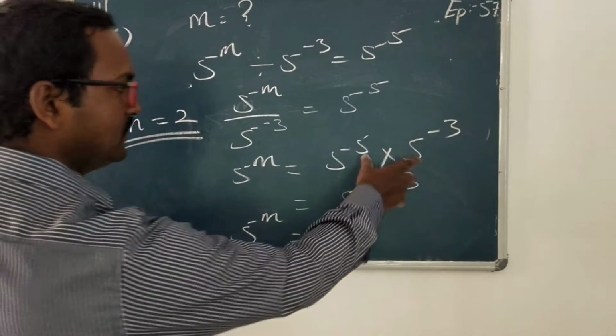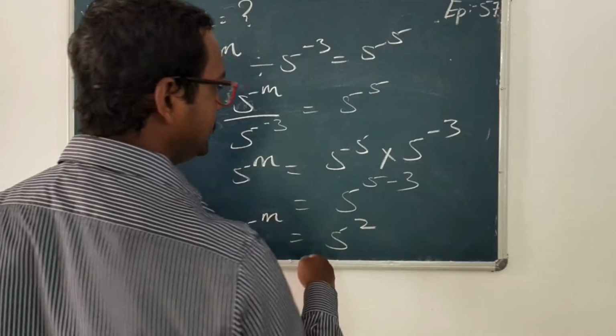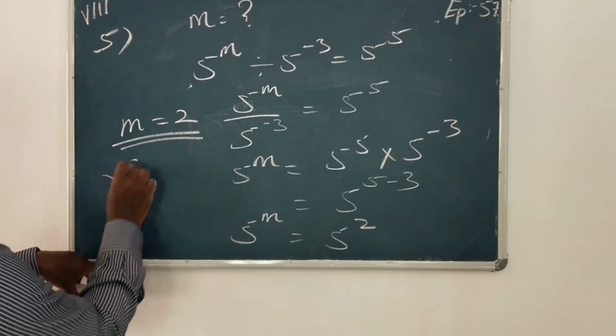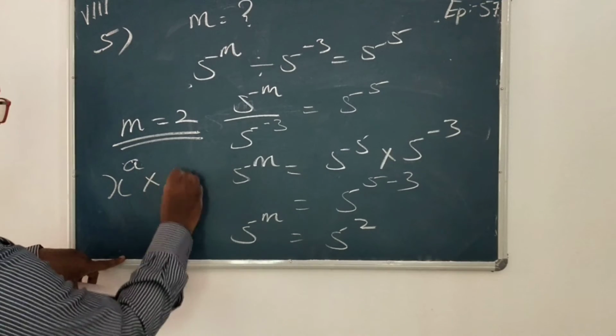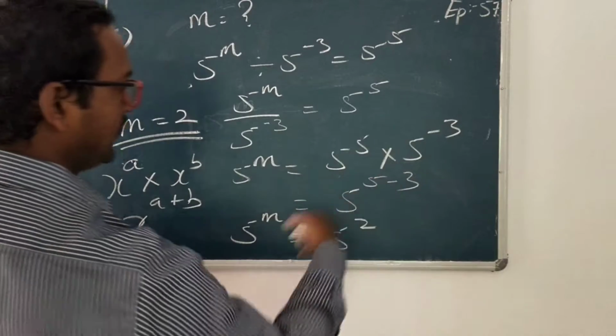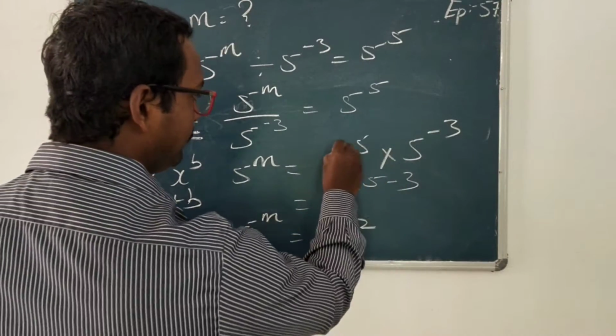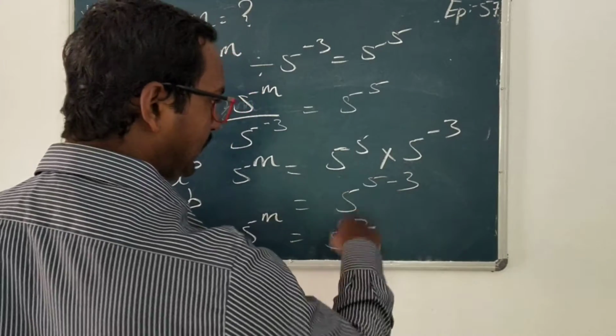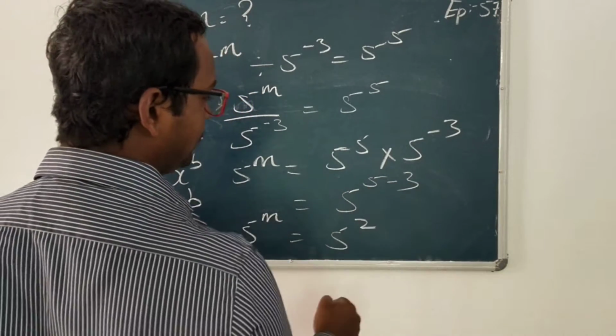Then use the identity, which is x power a into x power b. We just have to add the power. So here also I just added the power, but when I did that, remember this 3 has a minus also. So when we bring it to addition, this will become 5 minus 3.